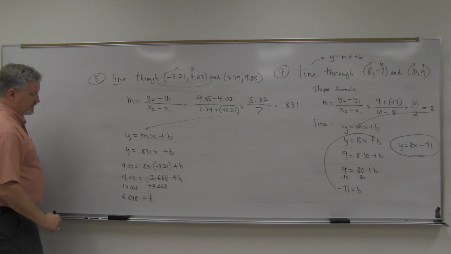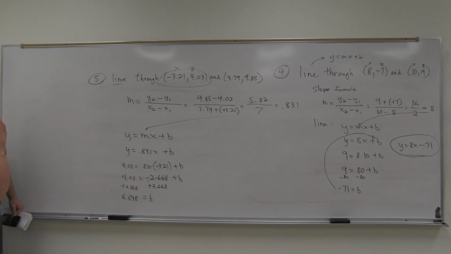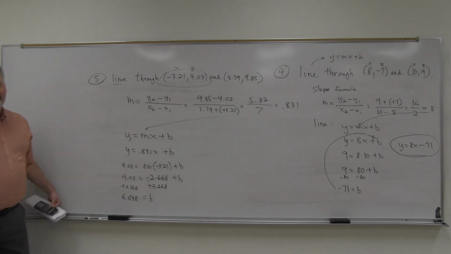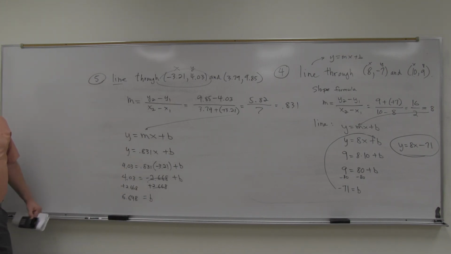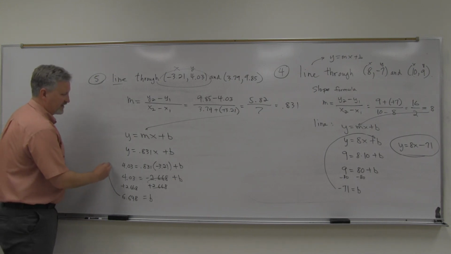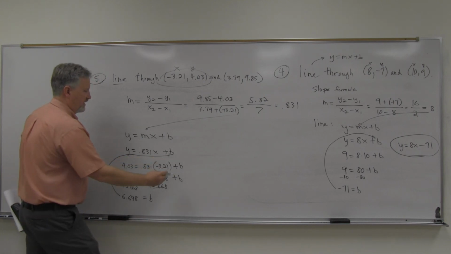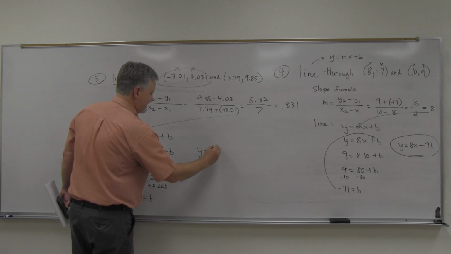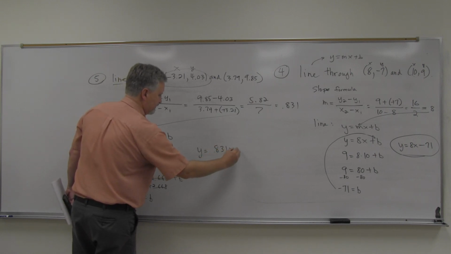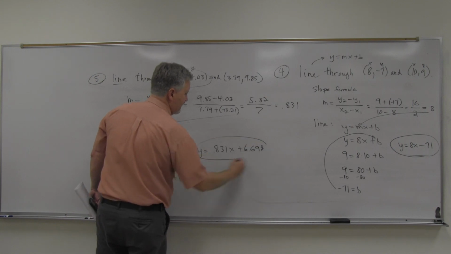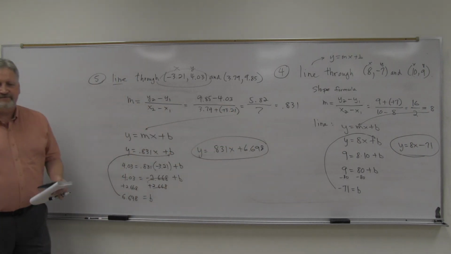So do we need to round it in that case? Like I said, I did 3 places because there's 2 in these. Rule of thumb, go 1 more. That's what I do, but it just depends on the problem. So it's y equals 0.831x plus 6.698. All right? How does that sound? Did I do that one right?